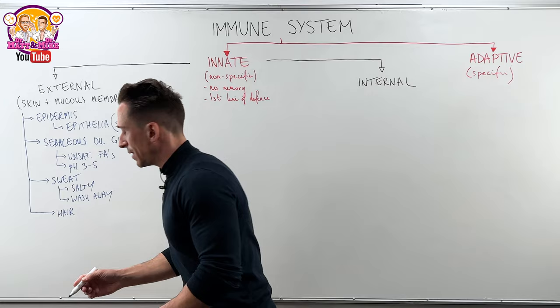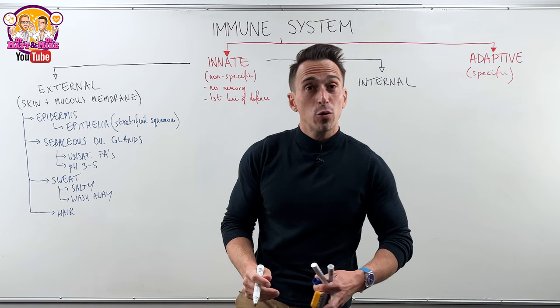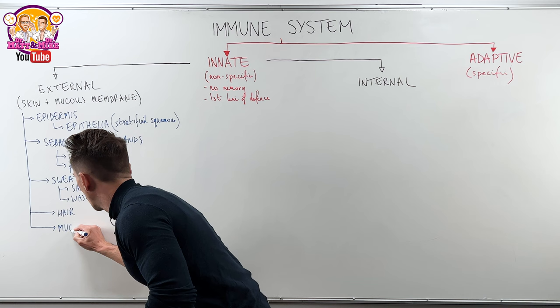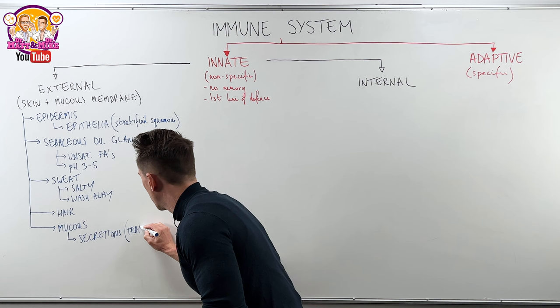And this hair we know we have on our head, our eyelashes, and our nasal cavity as well. And it allows for us to trap particles because with hair often comes mucus as well. So we've got mucus and other various secretions. And some of these secretions, for example, include secretions of our tears and our saliva.